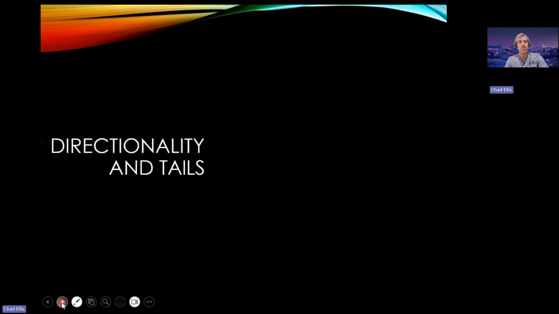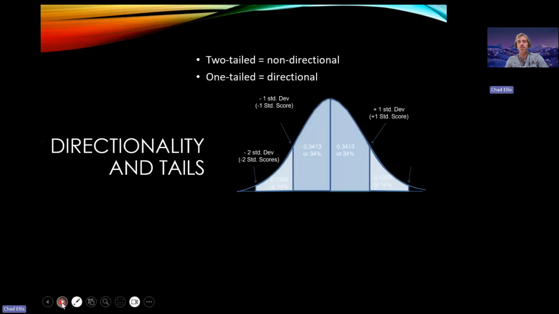And so this brings us to the topic of directionality and tails. This basically tells us how we're going to set up our null hypothesis and our alternative hypothesis. So we're going to talk about two-tailed tests, which are also referred to as non-directional tests, and one-tailed tests, which are aka directional tests.